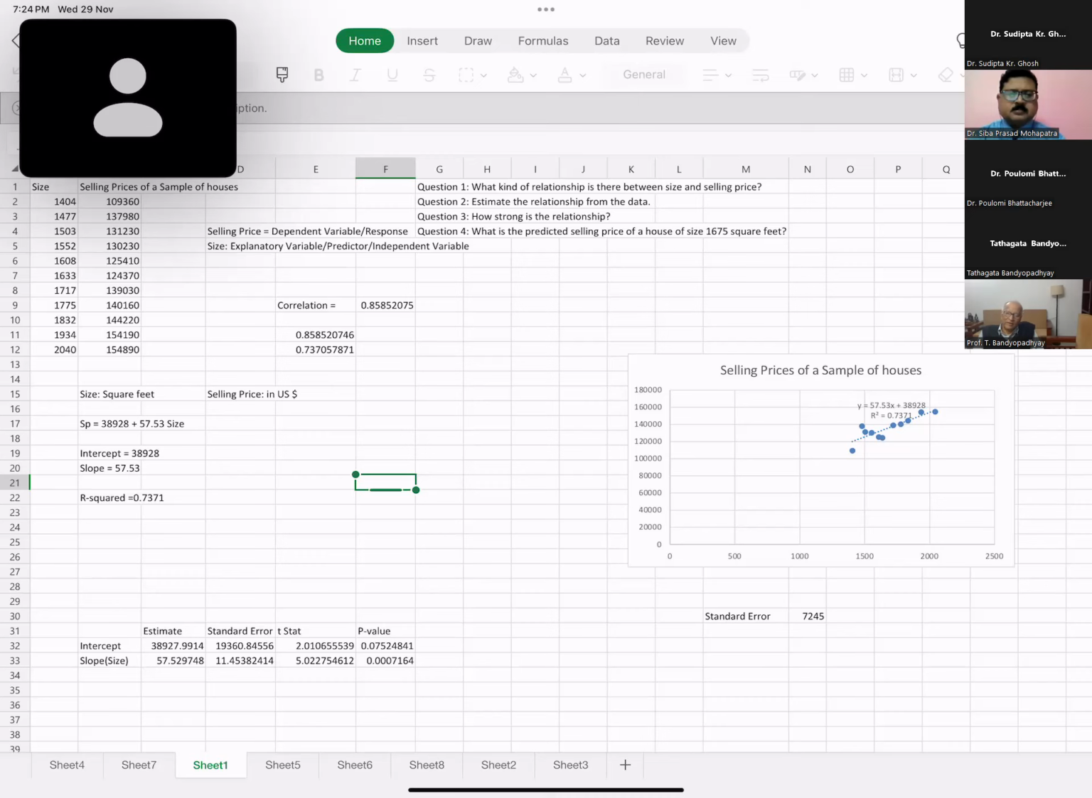So as I said already, if you know the relationship, if you can find a mathematical formula relating size with the selling price, then in that formula you will just have to plug in 1675 for size, and you will get an estimate or predicted value of the selling price.